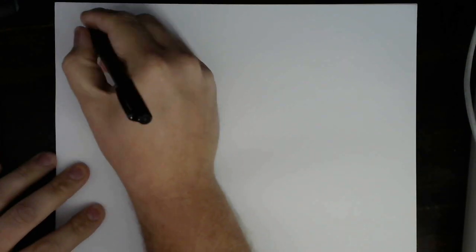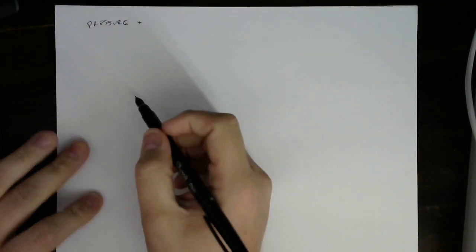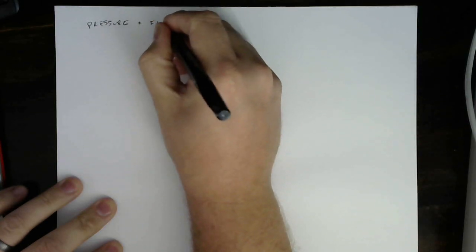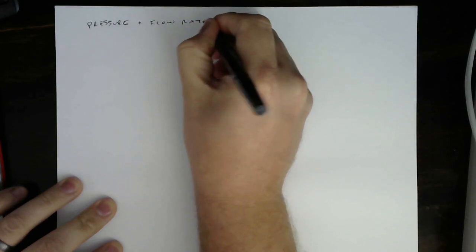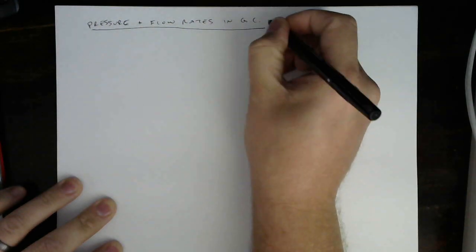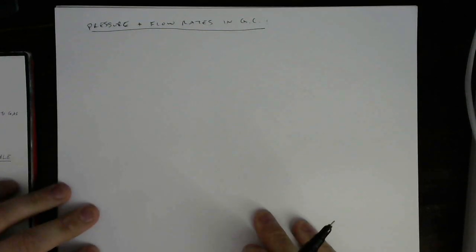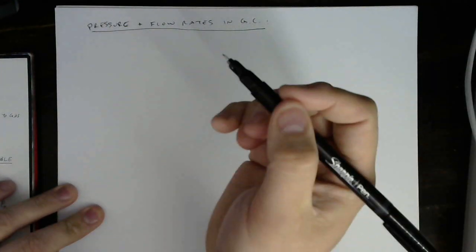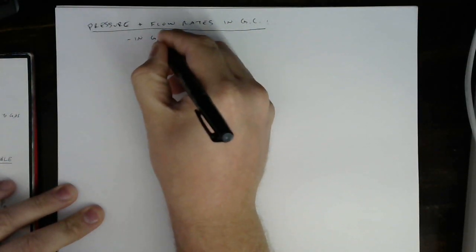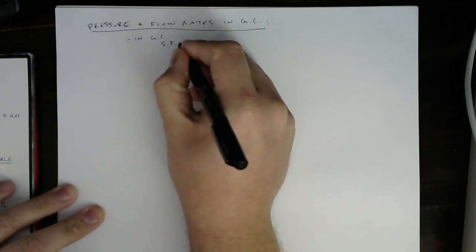Okay, so we're going to start today by talking about pressure. That's coming through well enough for me to keep trying. Let's just see how this goes. Pressure and flow rates in GC, because it's one of the factors that is the most different than when you're working with liquids in liquid chromatography. So first thing you should know is that in GC, our stationary phase is an immobilized liquid.